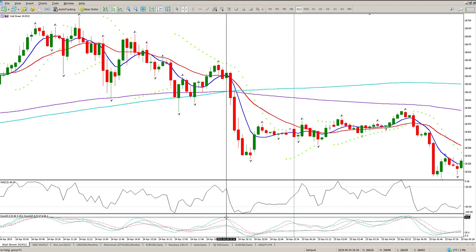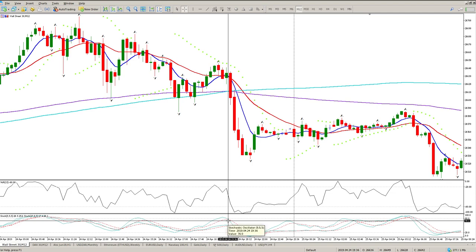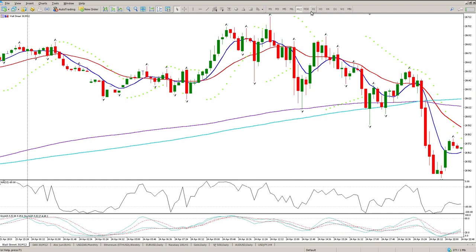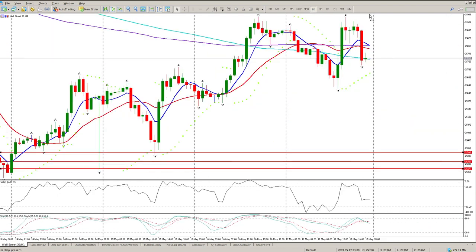Okay, so see these stochastics, they're quite far apart, and they cross over, and look how violent the move is to the downside. Now I don't think I saw one on the hour just the other day. There we go. So here you can see there's two. So there is stochastics far apart.